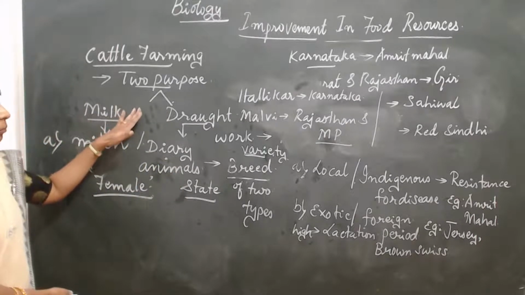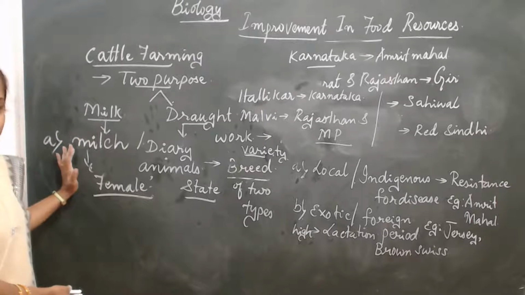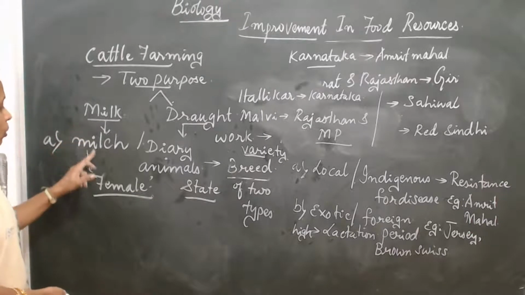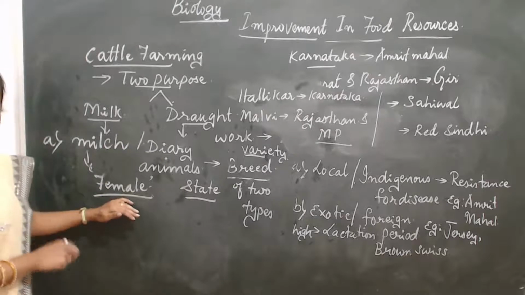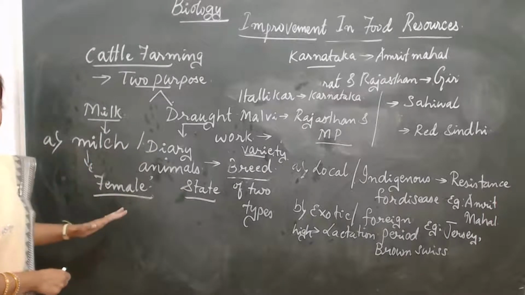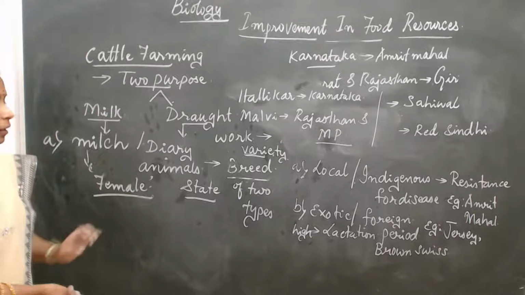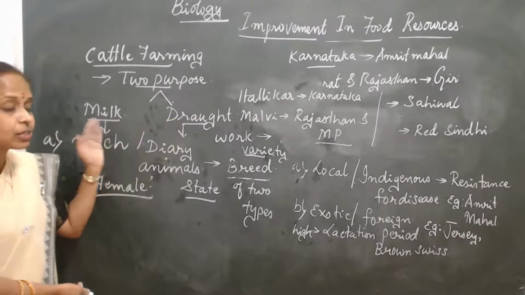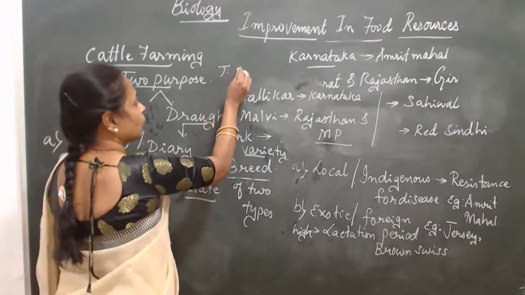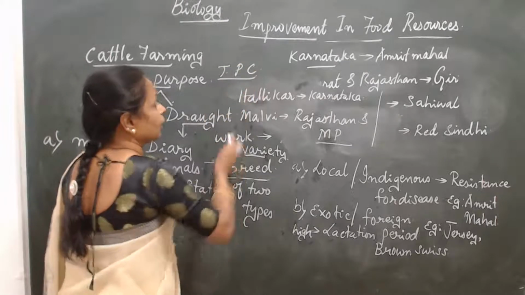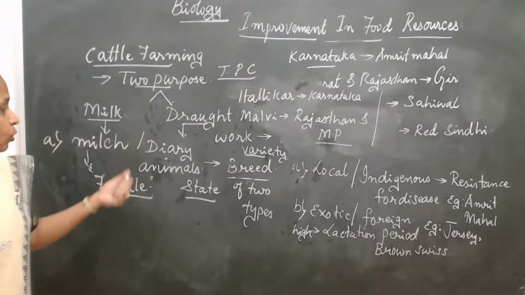So if you are taking a particular dairy animal, what happens? Dairy animals are exclusive for milk, also called milch animals. Then we have to remember that only females are exploited because they have the mammary glands to produce the milk. And draught animals are exclusively used for work purposes. The work can be ploughing, towing or carting. That is how you are going to remember.